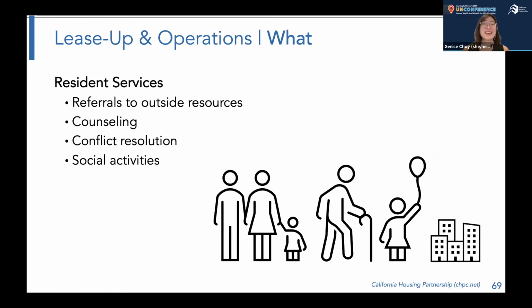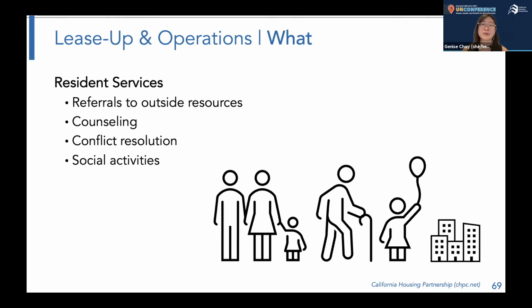And then you have resident services, who are saints. They do so much with so little. They do everything under the sun that could be of use to residents. Basically, they provide all the support that a resident could possibly want or need, including referrals to outside resources. They could do individual counseling. If any issues arise between tenants or with property management, they step in to provide conflict resolution. They host social activities. They create a community within the building.